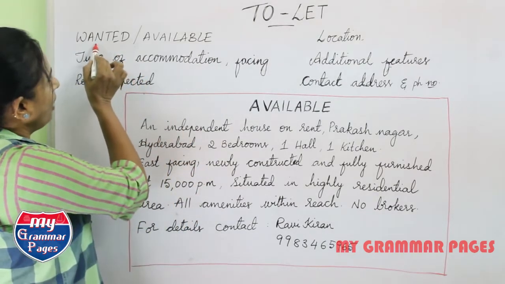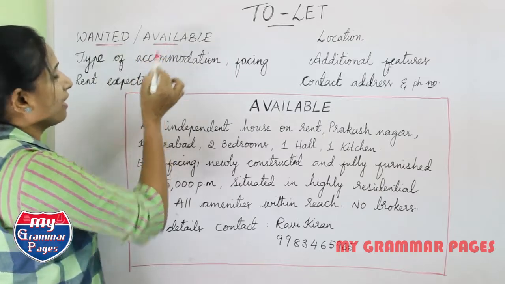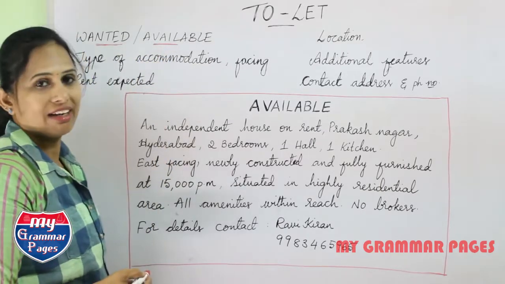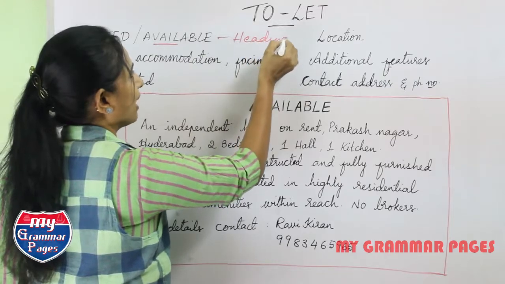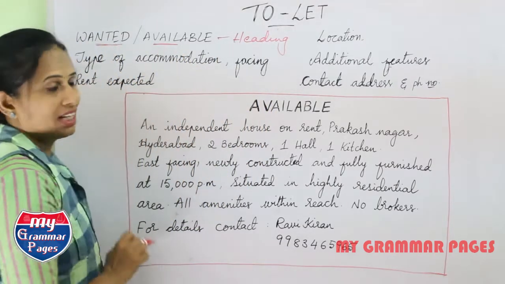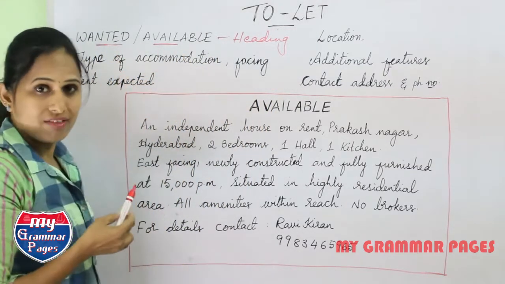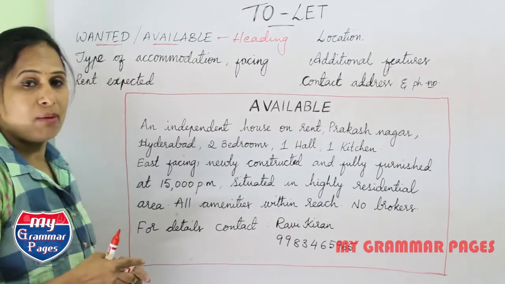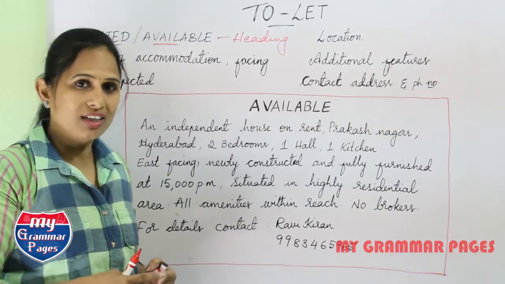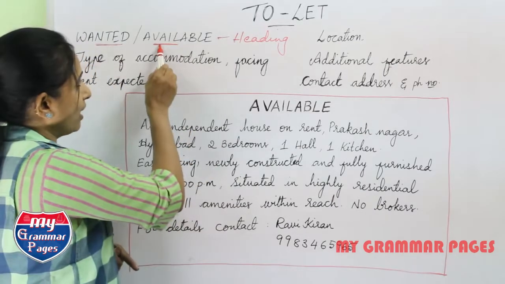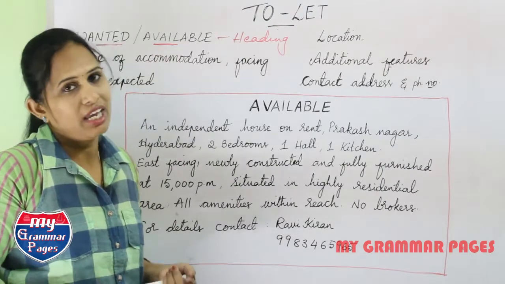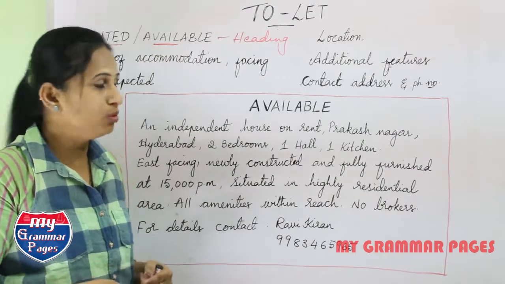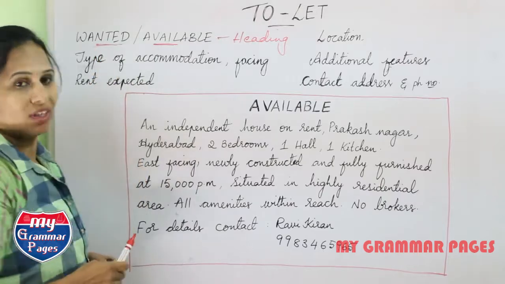First of all, this comes under the heading, that is wanted or available. This forms the heading and you have to write this heading only in bold letters. If you have a space available, in the form of a commercial complex or a space or a house, you have to write the heading as available. And if you are in search of any commercial space or a house, you have to write wanted.